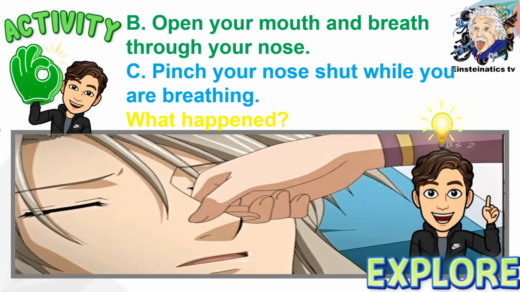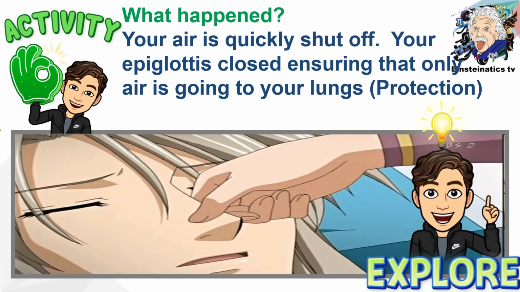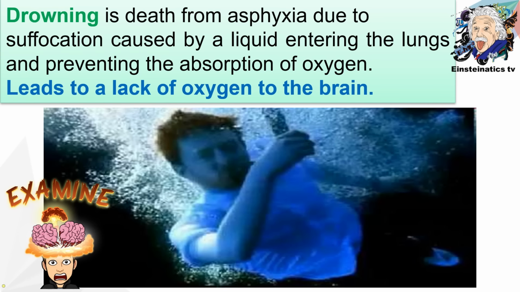So let us also try this one. Open your mouth and breathe through your nose and record your observation. You can also pinch your nose while you are breathing. What happened? What have you noticed? Just like in the first activity, your air is quickly shut off. So your epiglottis is closed, ensuring that only air is going to your lungs. This is a sort of protection of the body. It is related to drowning.